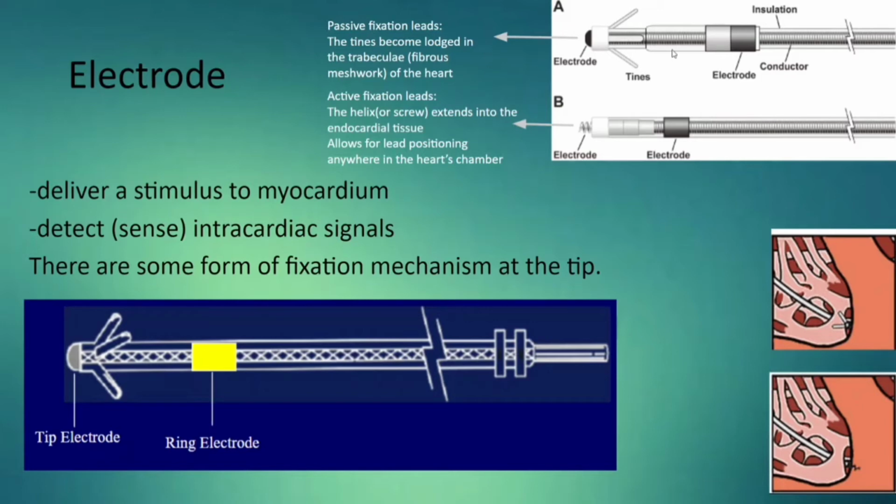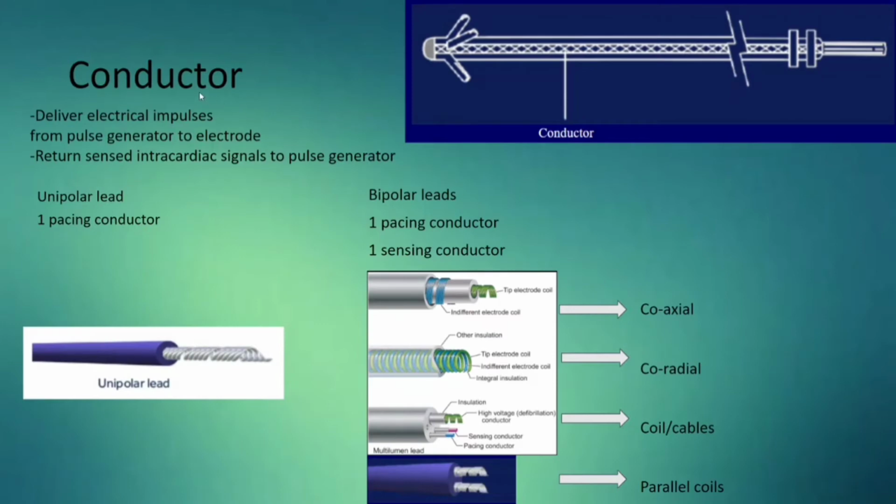One of them is passive fixation leads that become lodged in the trabeculae, which is the fibrous meshwork of the heart. The other one is active fixation leads, which extend into the endocardial tissue and allow for lead positioning anywhere in the heart chamber. The other one is the conductor, which delivers electrical impulses from the pulse generator to the electrode and also sends intracardiac signals back to the pulse generator.